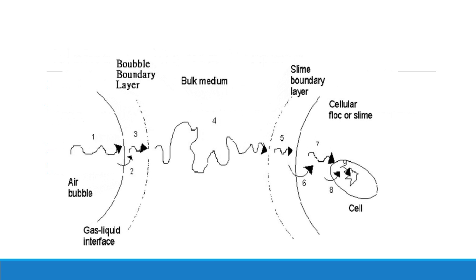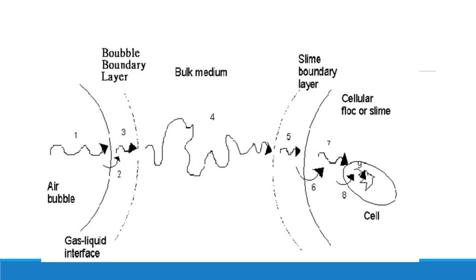The transfer of gas from a bubble to a liquid medium in which the gas is dispersed in the form of bubbles is given here. There are about 8 steps involved for the gas to reach the cell matrix. The oxygen has to overcome these barriers before it reaches the active site in the cell or in the cell cluster for various biochemical reactions.